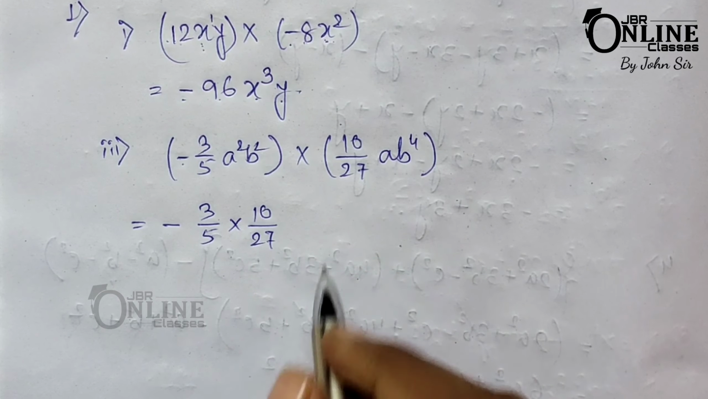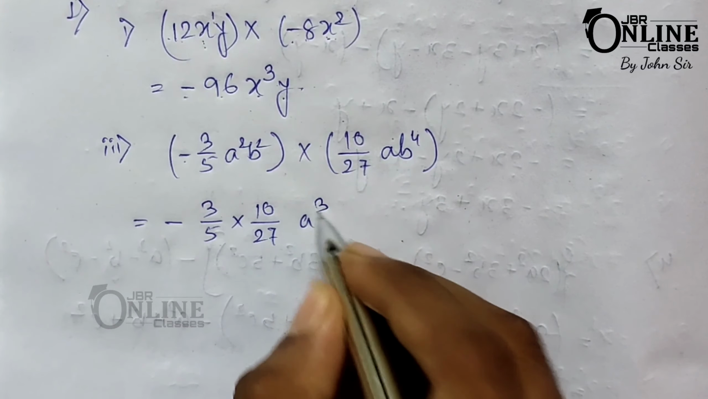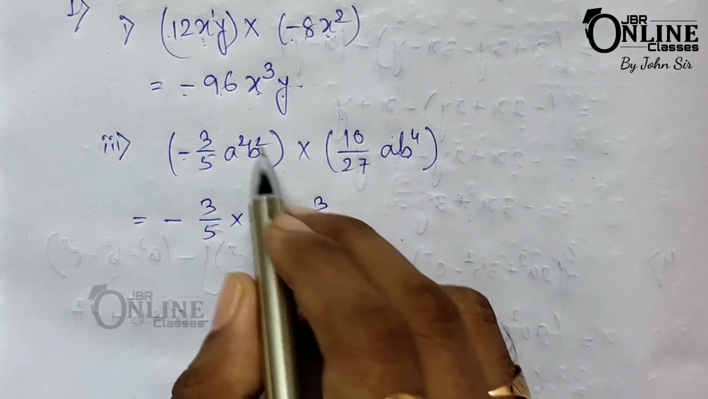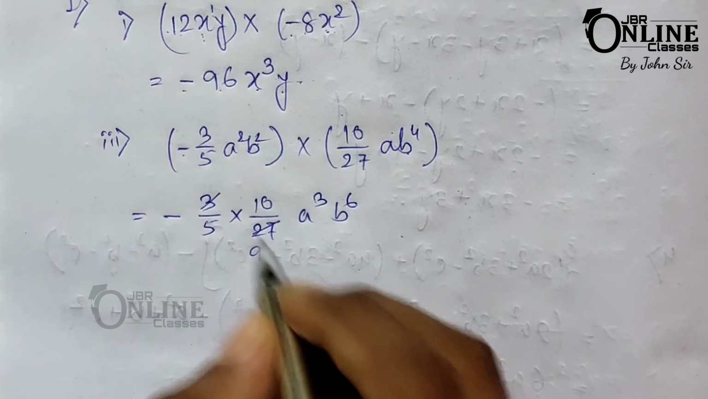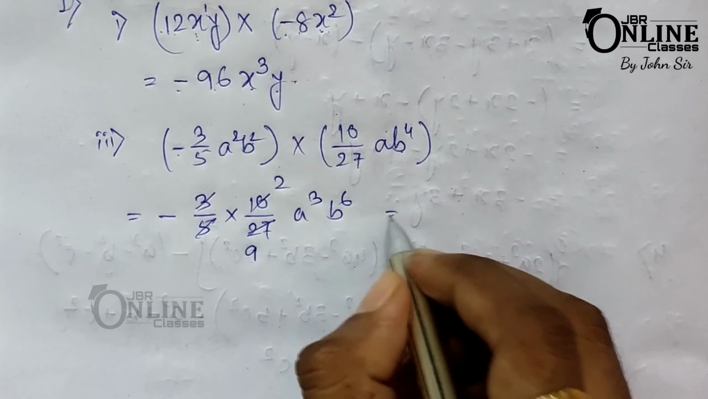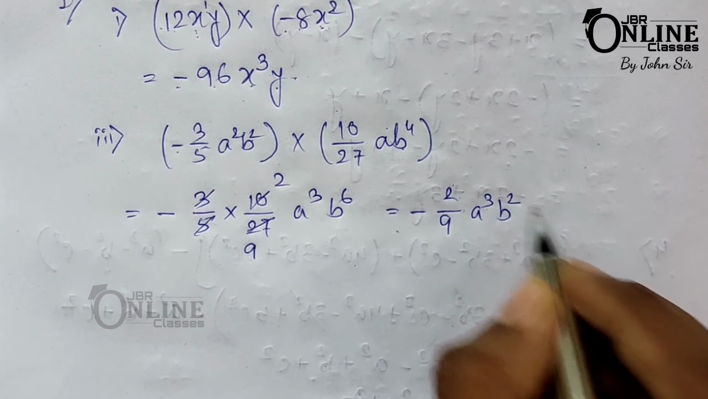First write down the numerical term. After that here a square, here a to the power 1, that means a cube. Here b square, here b to the power 4. So 2 plus 4, it's b6. Now here 3 9 the 27, it's 2. So the final answer is minus 2 by 9 a cube b square.